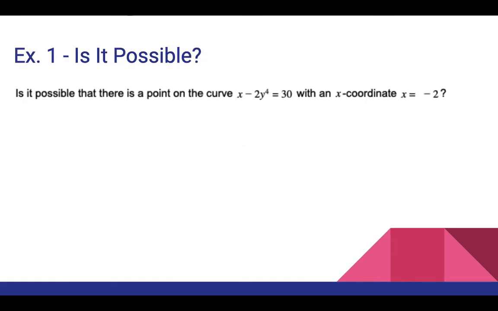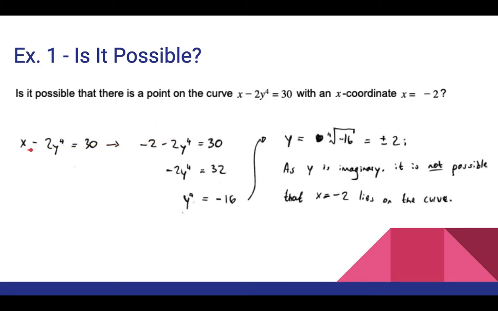Now, a familiar question that's asked, and this appears quite frequently on the exam, is: is it possible that there's a point on the curve with a given x coordinate or y coordinate? An example here is: is it possible that there's a point on the curve x minus 2y to the 4th equals 30 with an x coordinate x equals negative 2? You're still going to plug in x equals negative 2 and do the same thing we've done here, but the answer, whether it's possible or not, depends on the answer for y you get. So you're still going to solve for y, but your answer is going to depend on what y is.